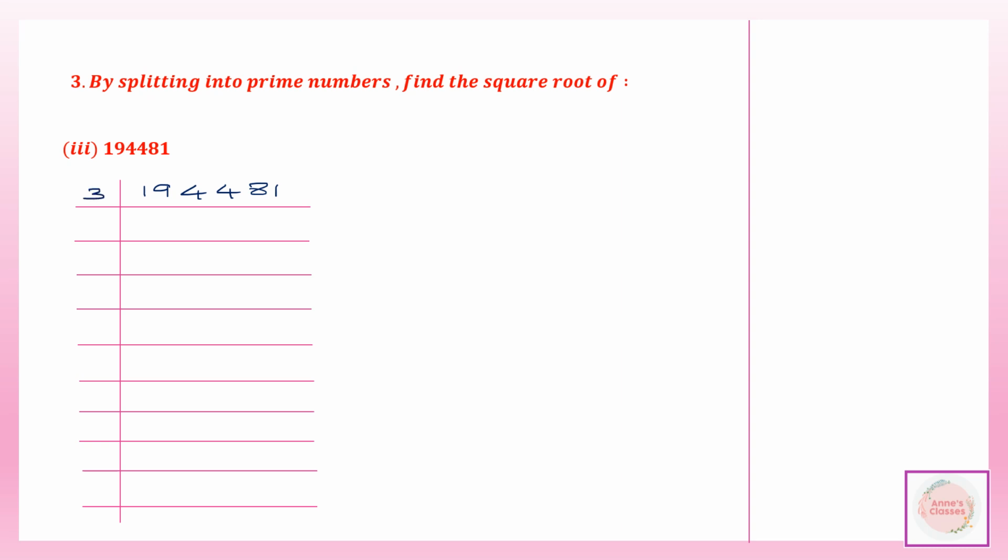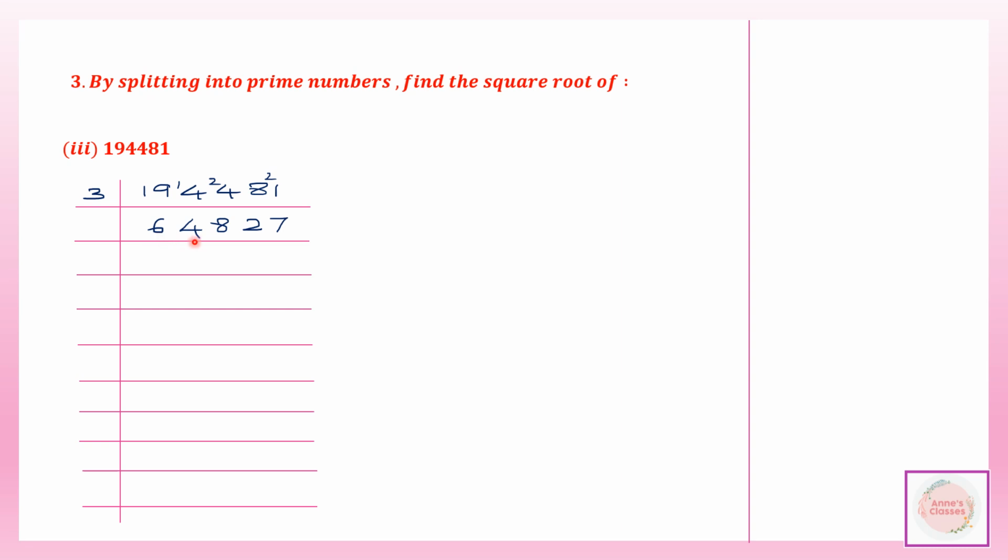So take 19. 3 sixes are 18. There's 1 left, 14. 3 fours are 12. 13, 14, 2 left. Now it is 24. 3 eights are 24. Then we have 8. 3 twos are 6. 7, 8. There's 2 left. 21. 3 sevens are 21. Is this number divisible by 3?